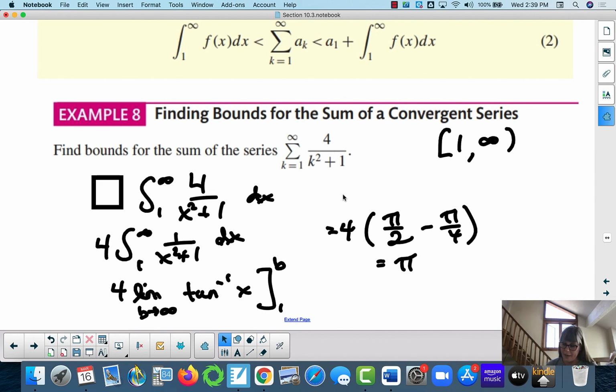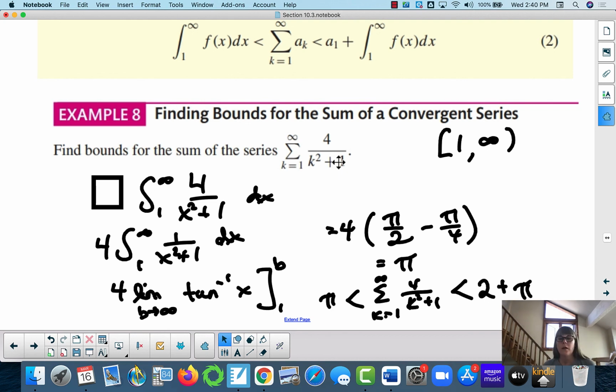And so our bounds are going to be pi for the lower bound. Then we have our series. The upper bound is going to be our first term. So when we plug 1 in for k, we get 4 over 2, which is just 2 plus pi. So again, we don't know what the actual sum of this series is, but it's between pi and 2 plus pi. So we can get a very close estimate of what that is.